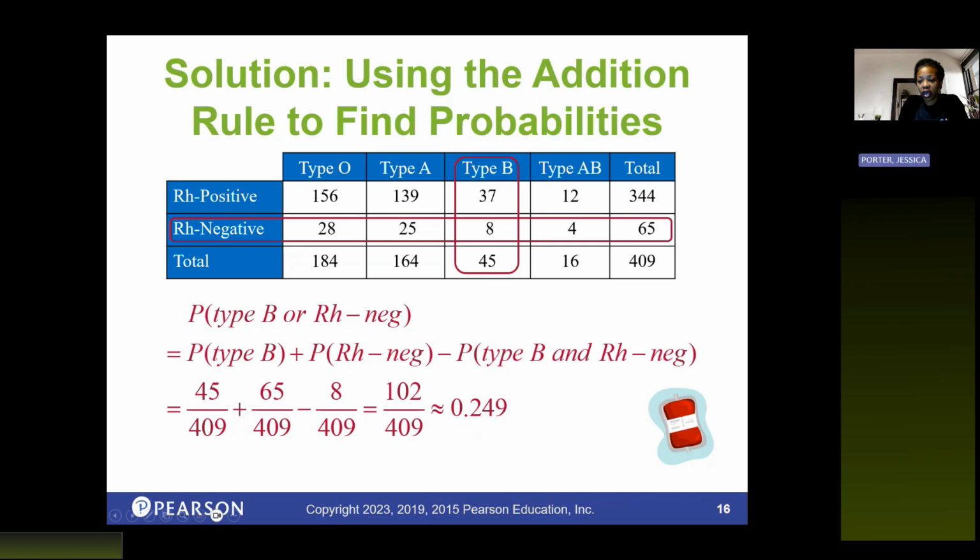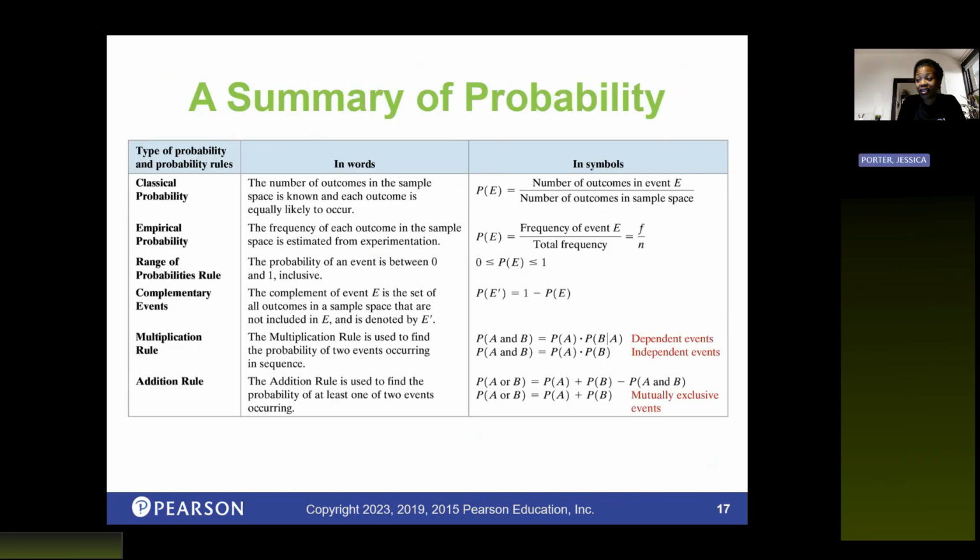So there's a little bit of overlap. So we did good with adding the two together, but we just had to get rid of the overlap. Okay, and I think that ends.